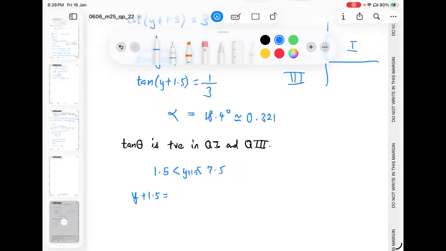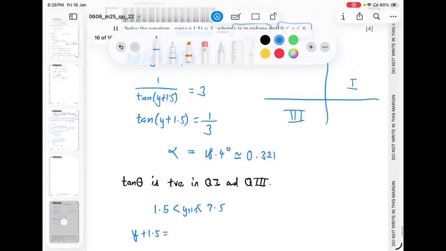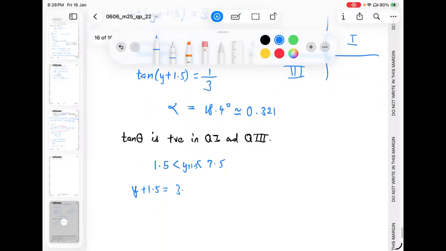Then you need to find where at this point it should be pi plus 0.321. That should give you 3.46 to be one of the solutions. Y then will be 1.96. The other solution would be y plus 1.5 equals the next round, 2 pi plus 0.321. That should give you 6.604. I'll just write how I got this here.